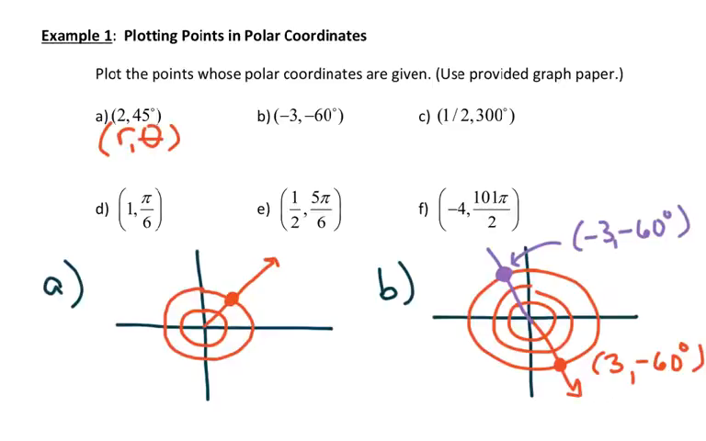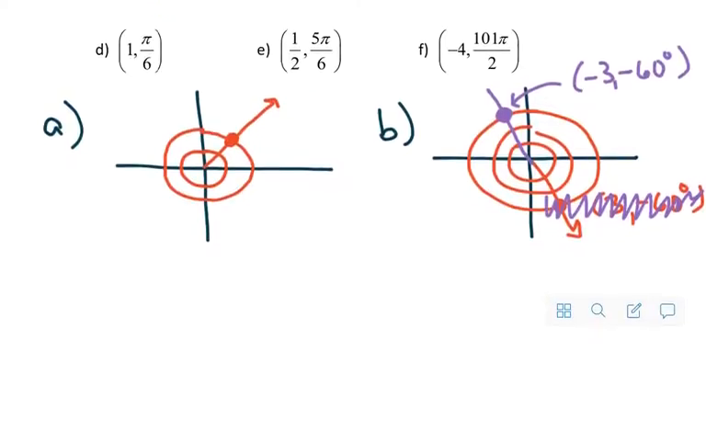Do you have to plot both points? No. This point I just graphed for comparison's sake. You don't actually have to draw it. Let's talk about C, which is (1/2, 300 degrees). I gotta move this up. This is where I don't like polar graph paper.